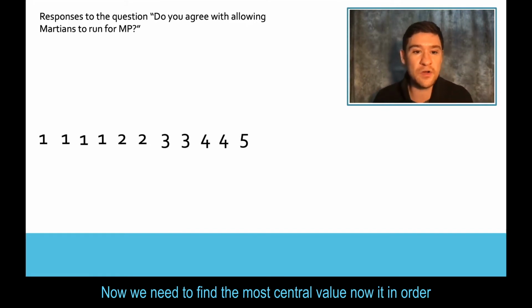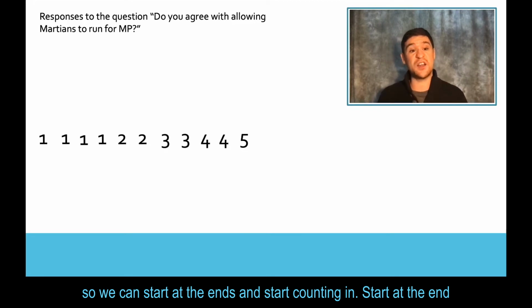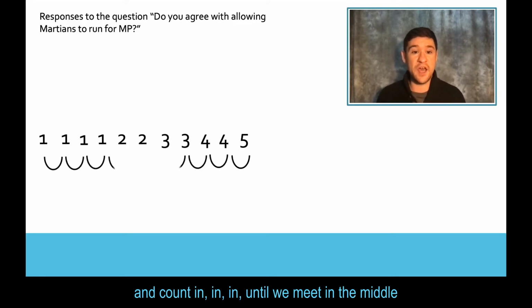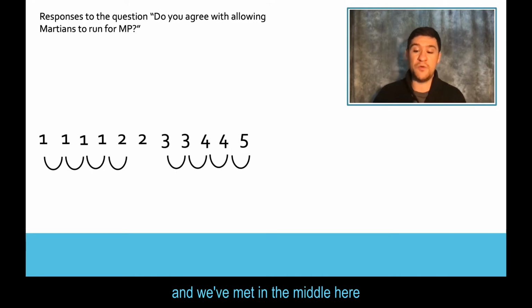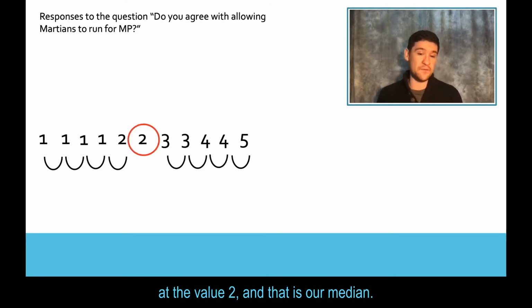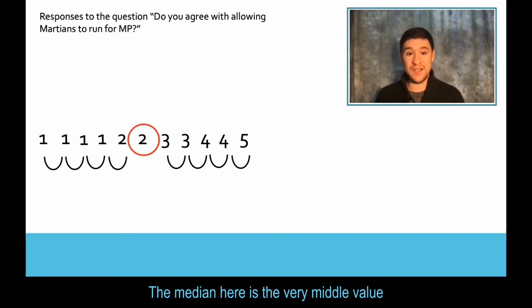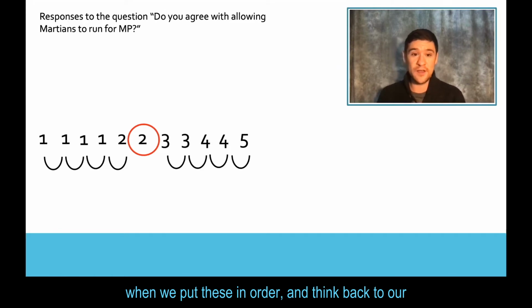Now we need to find the more central value now it's in order. So we can start at the ends and start counting in. Start at the end and count in, until we meet in the middle. And we've met in the middle here at the value 2. And that is our median. The median here is the very middle value when we put these in order.